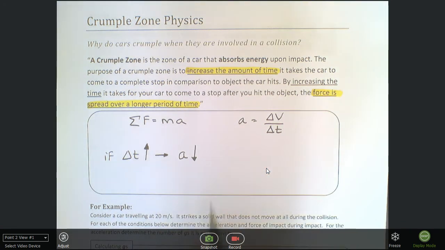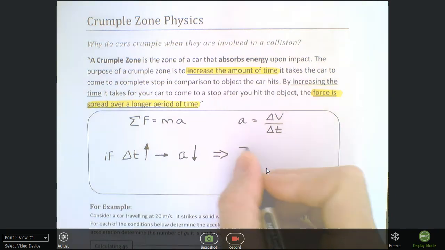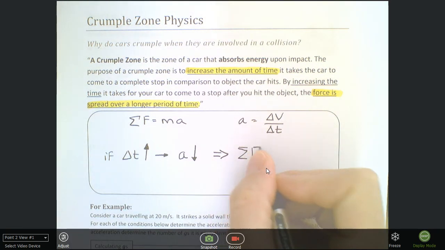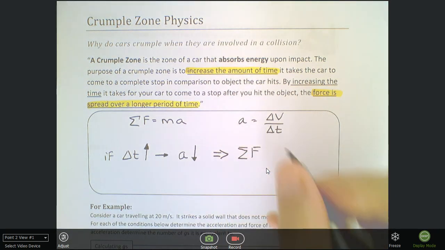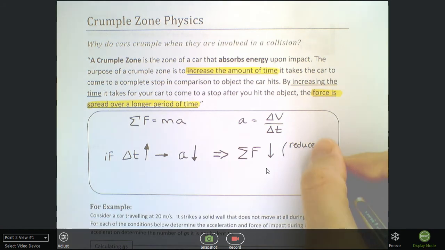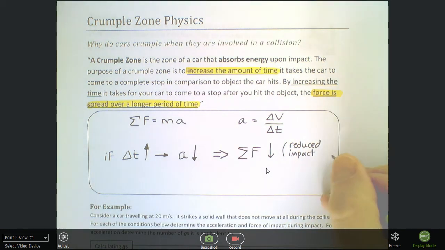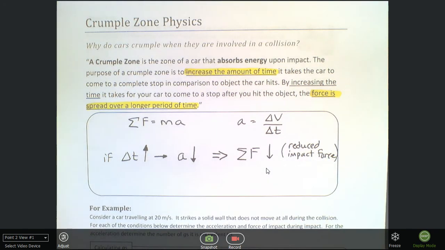Okay, what does this imply? Well, this implies that the impact force, or the net force acting on the object, is decreased. So you get a reduced impact force. The net force required to make you stop becomes less. And therefore, the force of impact is reduced.